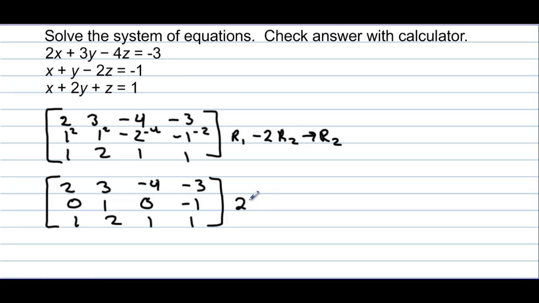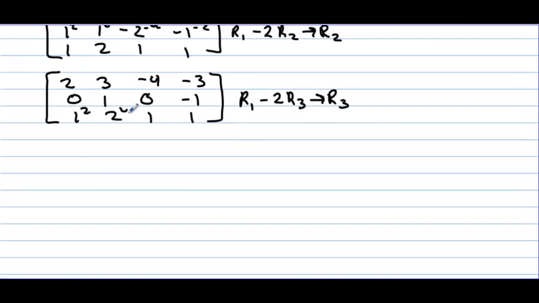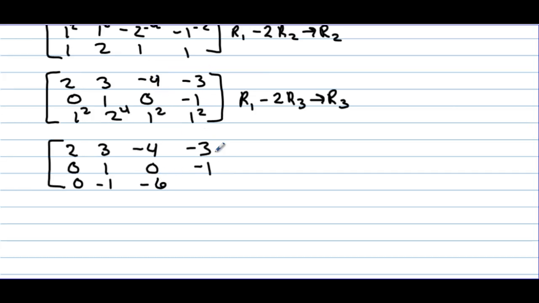We can take 2 times row, let's start with row 1 actually. Let's go row 1 minus 2 times row 3, and we're replacing row 3. We got 2, 4, 2, and 2. We have 2, 3, negative 4, negative 3, 0, 1, 0, negative 1. And 2 minus 2 is 0, 3 minus 4 is negative 1. Negative 4 minus 2 is negative 6, and negative 3 minus 2 is negative 5. Then if we get this 0 right here, we pretty much have it done.